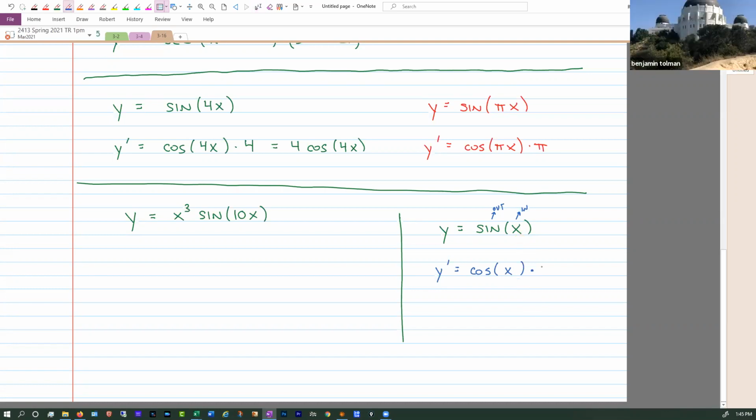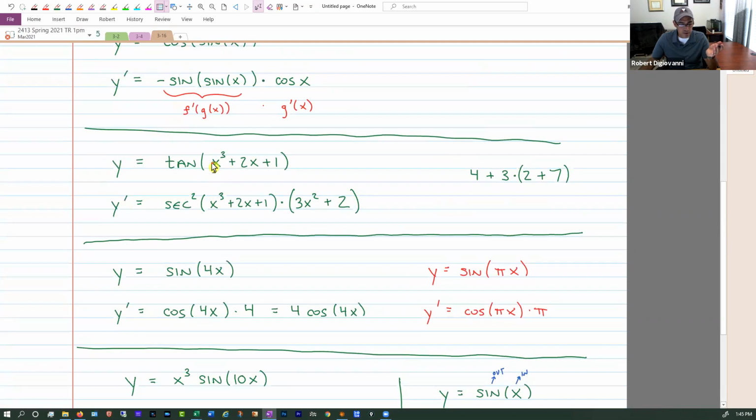That's just cosine of x. So you didn't actually understand it when we were doing it, but we have been doing the chain rule. It's just now we are having it be more complicated. What's inside here is now more complicated than x. Like this, it's 4x, or here it's tangent of all this stuff.